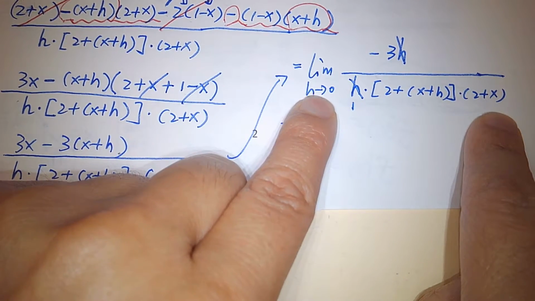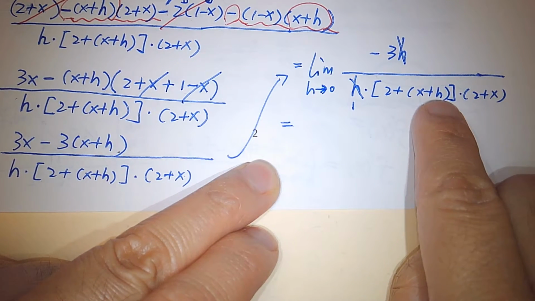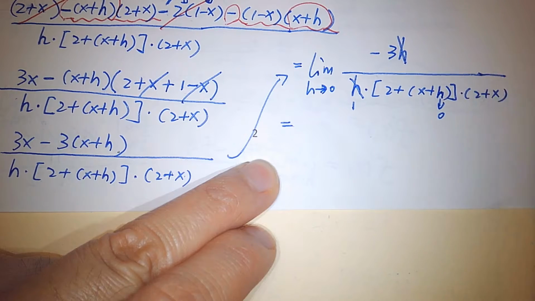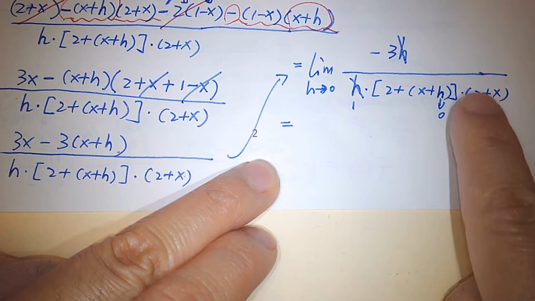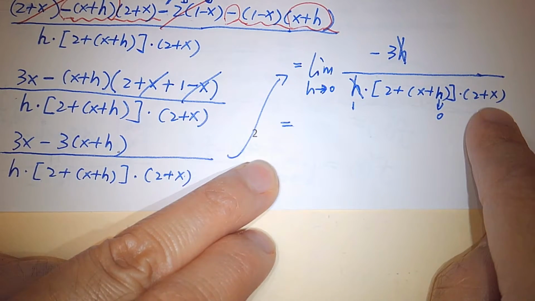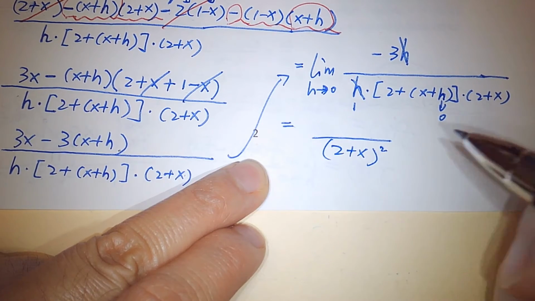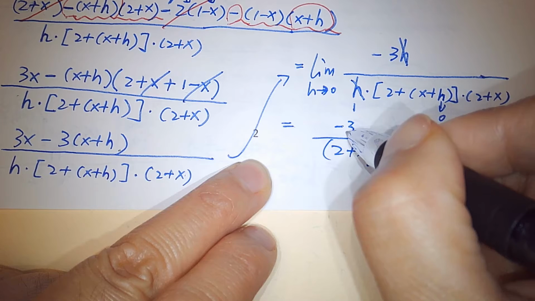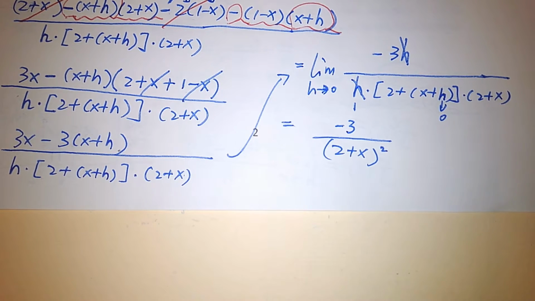When h approaches 0, what can we have? Okay, we should have a 2 plus x in this bracket. We have a 2 plus x in that parenthesis. So actually, what do we have on the bottom? 2 plus x squared. On the top, we have what? A negative 3. See? There's no h anymore. And then we have x left.